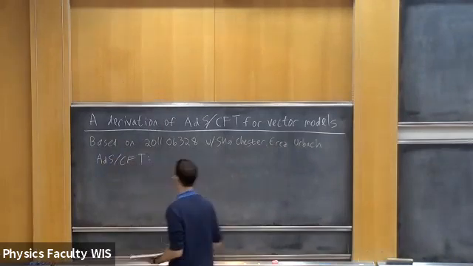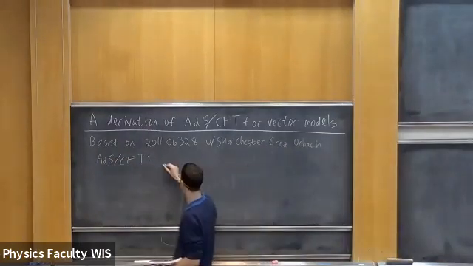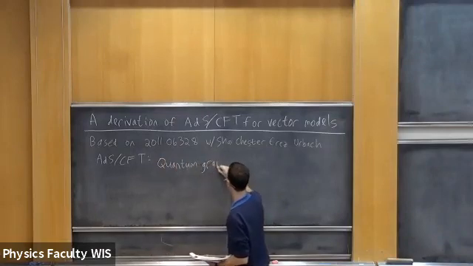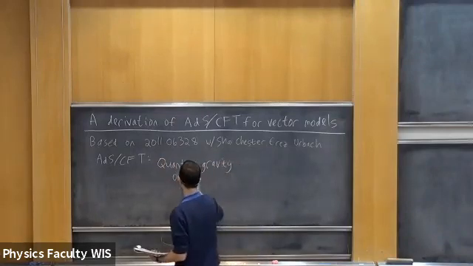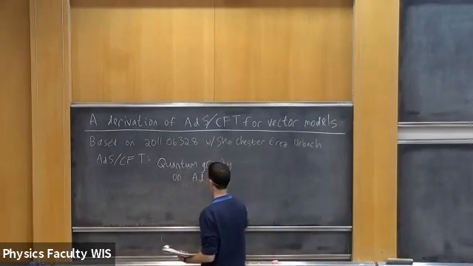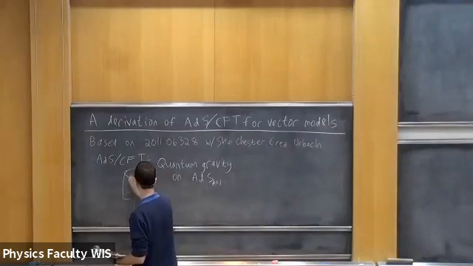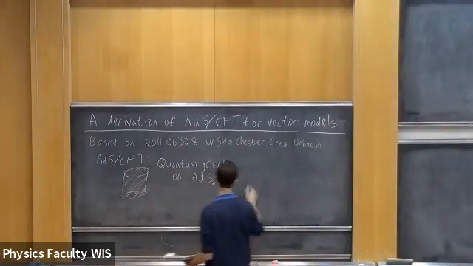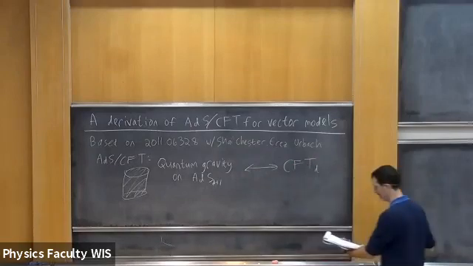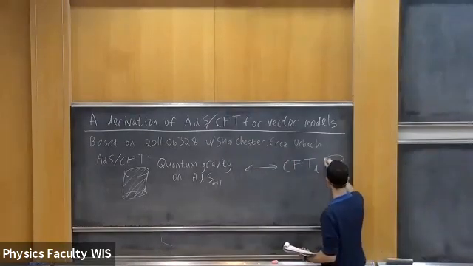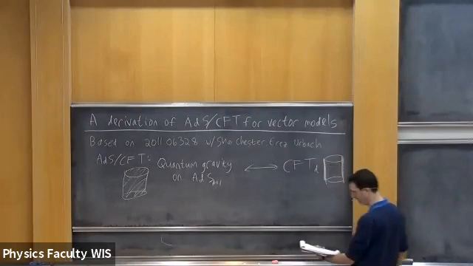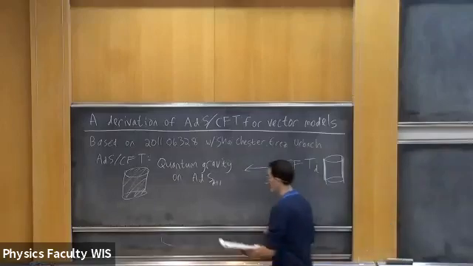The AdS/CFT correspondence is a duality, or an equivalence, between theories of quantum gravity on anti-de Sitter space, or on asymptotically anti-de Sitter space, in d+1 dimensions. So we have some theory of quantum gravity living on this fluctuating space-time. And the AdS/CFT correspondence tells us that this is the same as a conformal field theory in d dimensions, which lives on a space that's isomorphic to the boundary of this anti-de Sitter space.